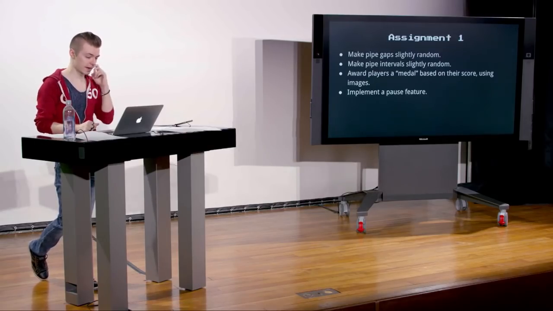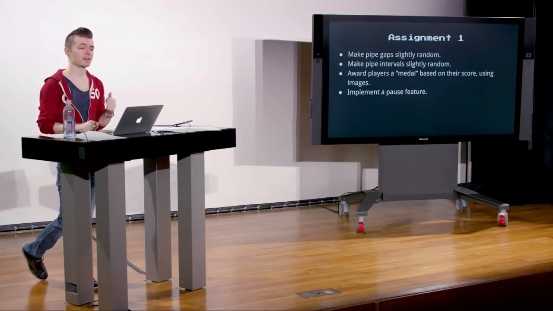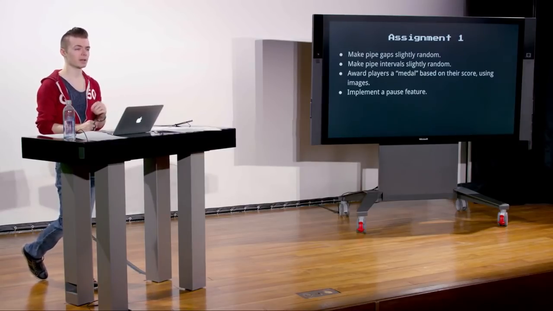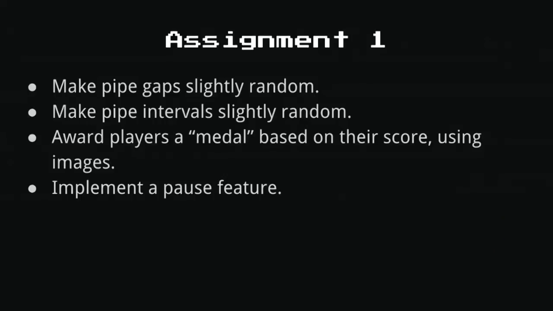scored in days past. The first assignment, or rather the second assignment, assignment 1, is going to be a little bit more complicated than last week's, but still fairly doable. Make pipe gaps slightly random being the first component of this. So before, pipe gap was set to a constant value, maybe make it some sort of random value. Pipe intervals as well, so we were spawning every 2 seconds. Maybe we want to change that up, make pipe spawn a little differently, a little more sporadically.